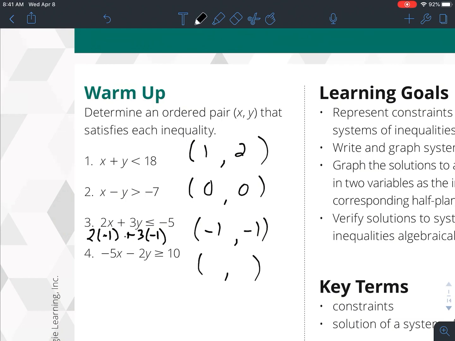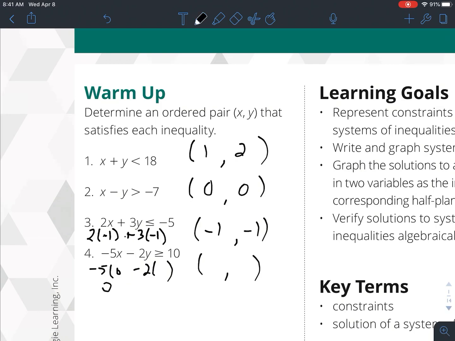Negative 5x minus 2y is greater than or equal to 10. So what we could do is, let's try this one. Negative 5 times 0 minus 2 times, let's go 3. Let's see if this works. Okay. Negative 5 times 0 gives us 0. Negative 2 times 3 gives us negative 6. Negative 6 is not greater than or equal to 10, so we know that one does not work.